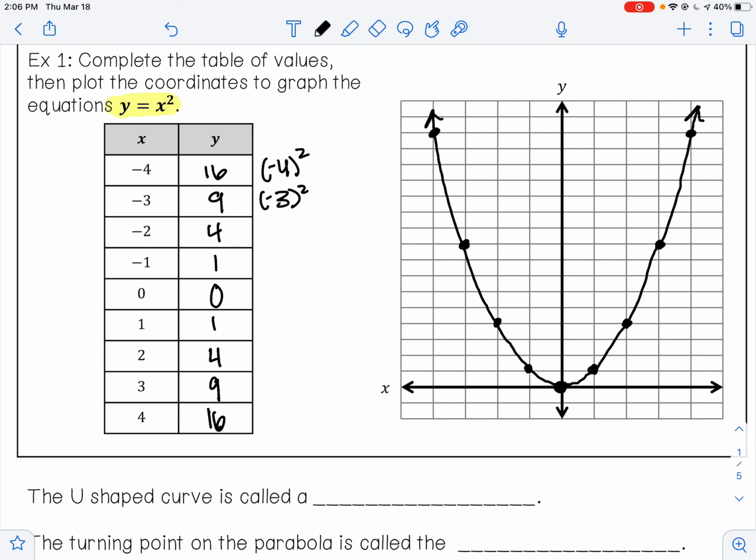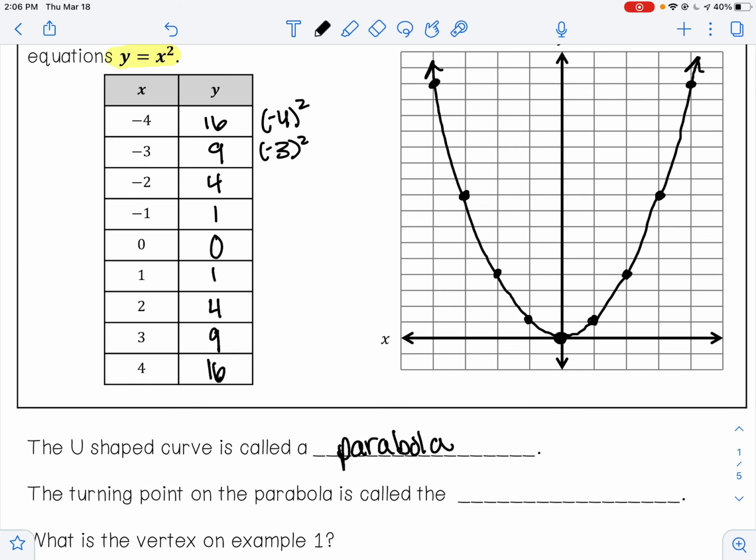Remember that the U-shaped curve is called a parabola, and that the turning point of the parabola is called the vertex. Our next question says, what is the vertex of example 1? Well, we can see that right here. This is our turning point, and so our vertex is at the origin, 0, 0.